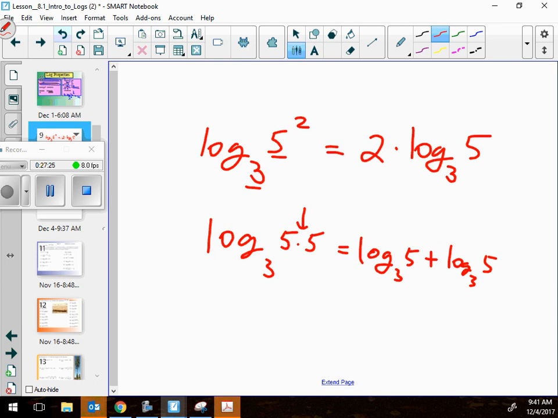This is that other property that 2 things multiplied can split up and make 2 separate logs. And now if I actually add these together, look what I get. 2 log base 3 of 5s. And that's what we say it is.